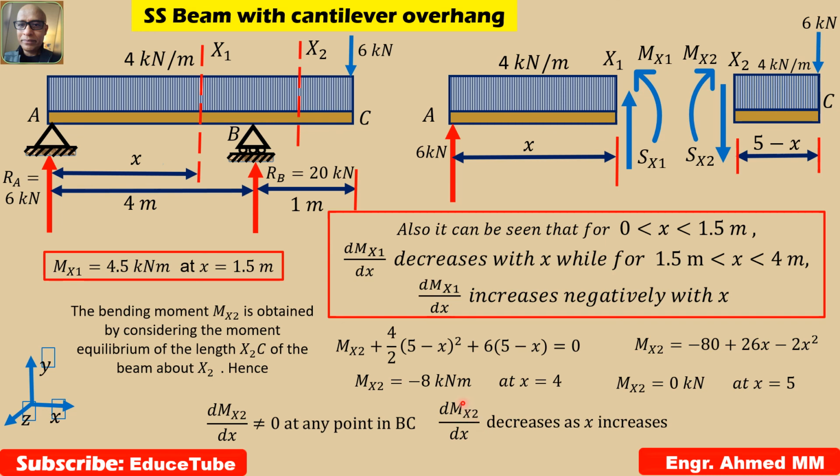Because this slope decreases as x increases. From here the slope decreases like this as x increases. So it will be very clear when we see the diagram. Next slide we will see that. Let's move ahead.